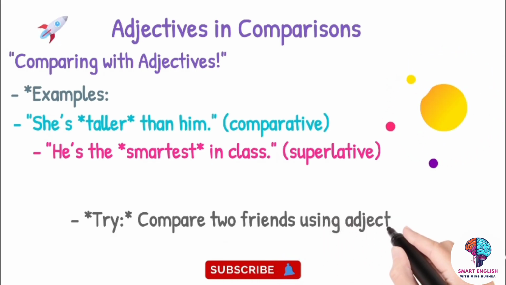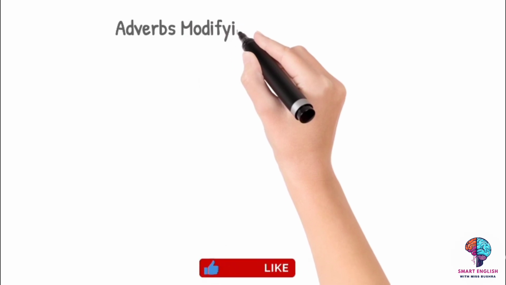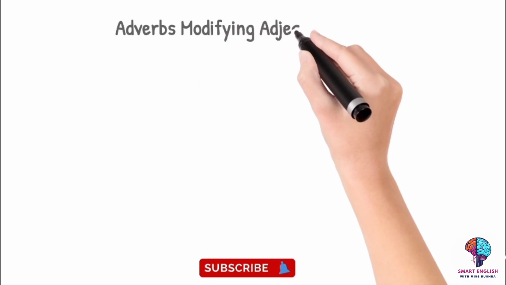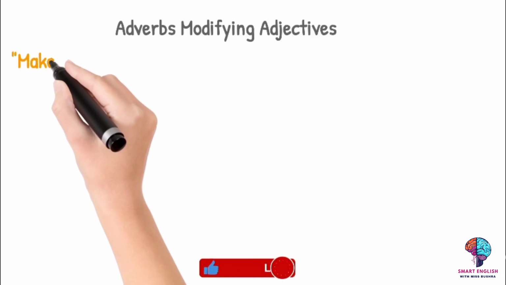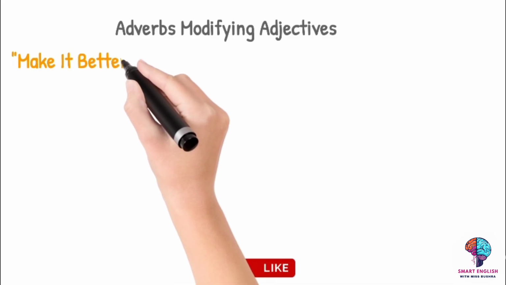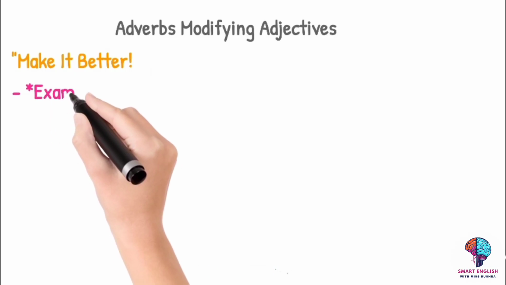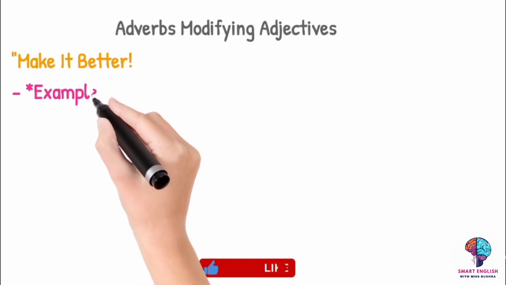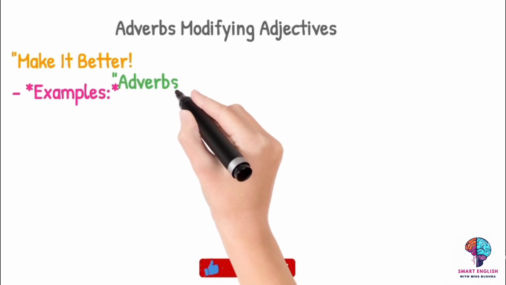So here in comparing with adjectives, I have already given examples. Now you have to compare the adjectives and then tell me in the comment section for better understanding. Here we are going to talk about adverbs modifying adjectives. This is the topic that needs to be discussed right now before ending today's lesson. As I told you, I'll be sharing more details in the upcoming lesson about the types of adverbs, the types of adjectives, the comparative, superlative, and many others.